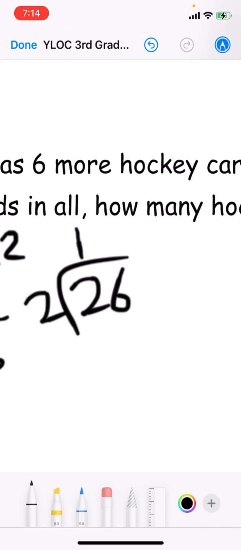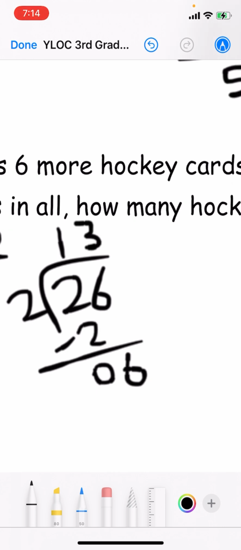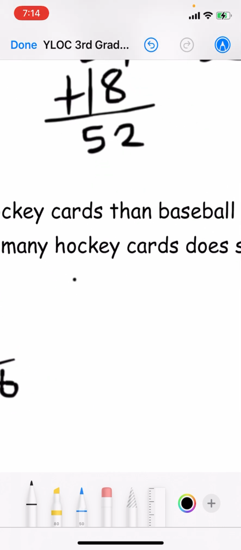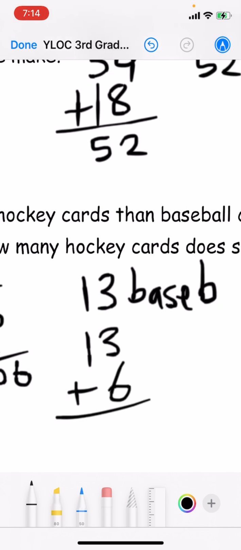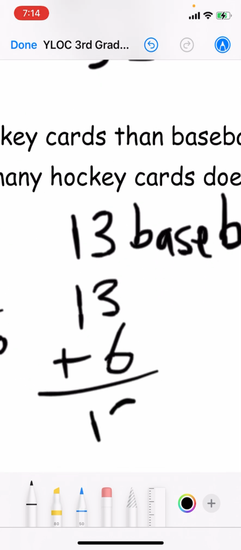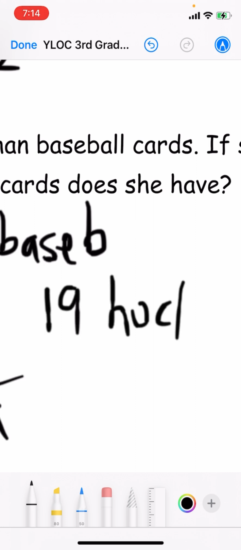2 can go into 2 one time, so 2 minus 2 is 0. Then there's 6. 2 can go into 6 3 times. So there's 13 baseball cards. And so we'll add 13 plus 6 because there's 6 more hockey cards than baseball cards, which is 19 cards. So there's 19 hockey cards.